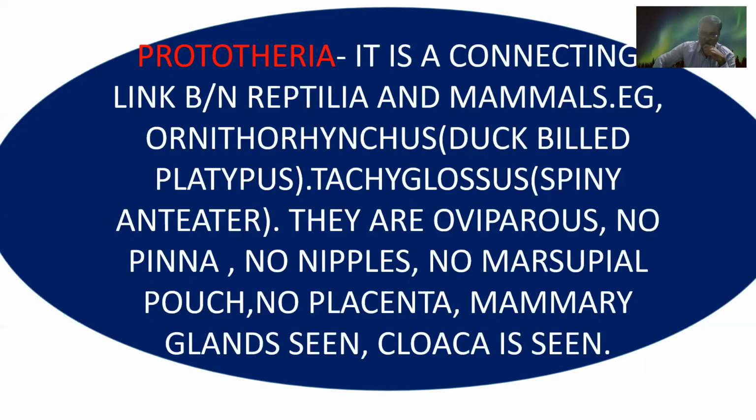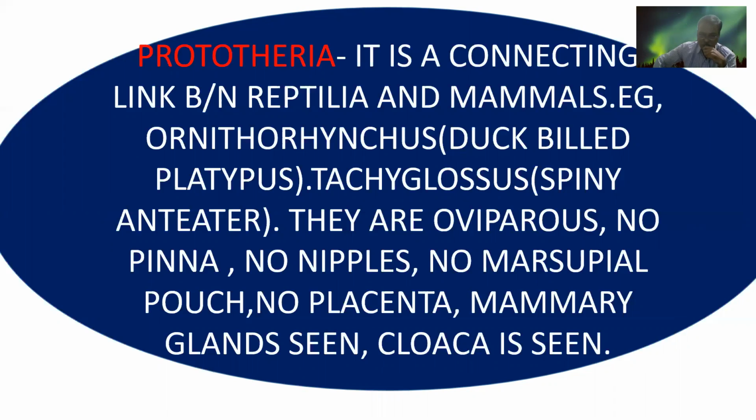No pinna or external ear is seen. No nipples or teeth are seen. No marsupial pouch is seen. No placenta. Placenta is completely absent. That is the characteristic feature of the mammals that is absent in Prototheria.